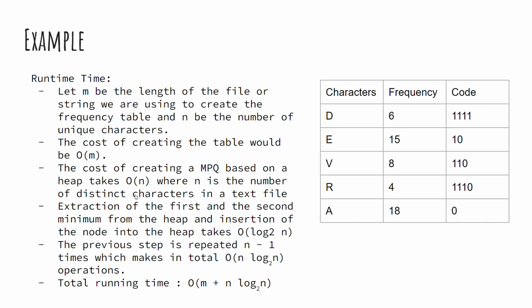Alright, so let us look into the runtime for this algorithm. Okay, let us assume m is the length of the file or the string from which we are basically taking this. So in this case the length of the file would basically be the sum of all of these frequencies, and so that would be something like 6 plus 15 plus 8 plus 4 plus 18, which should give you around 51.